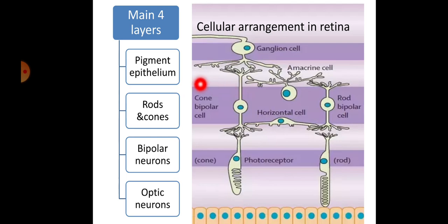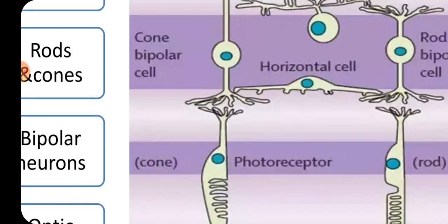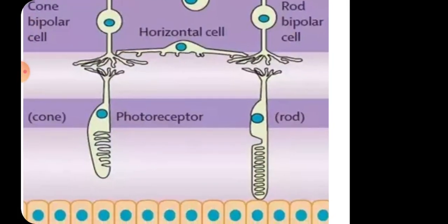First one is the pigment epithelium, second one is the rods and cones, third one is the bipolar neuron, and fourth one is the optic neuron. These 4 are arranged in this order: first the pigment epithelium, second the rods and cones layer, third the bipolar neuron layer, and last the optic nerve layer. See, in this picture I am going to show.